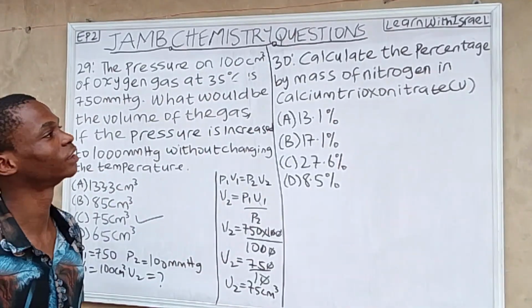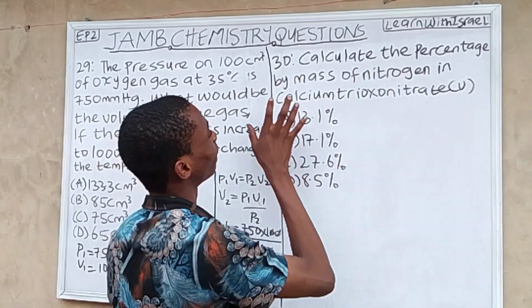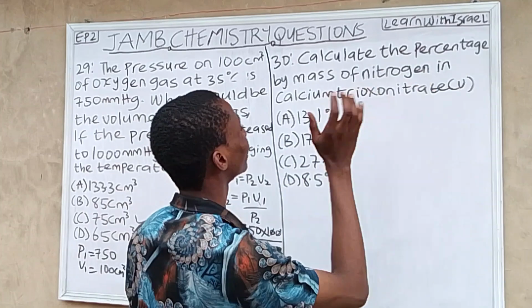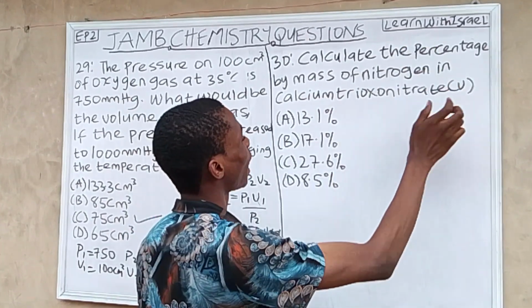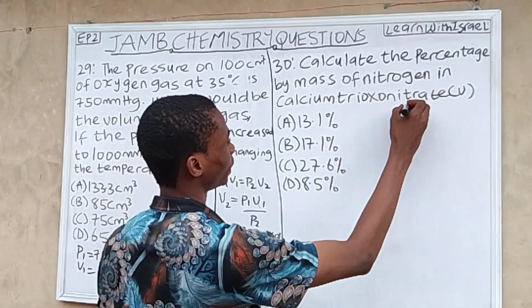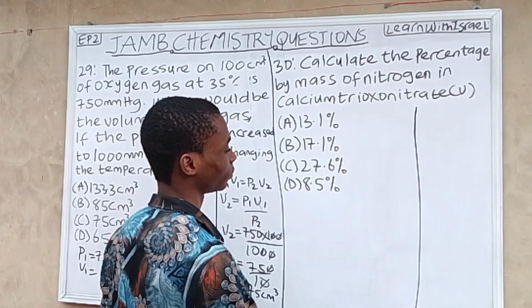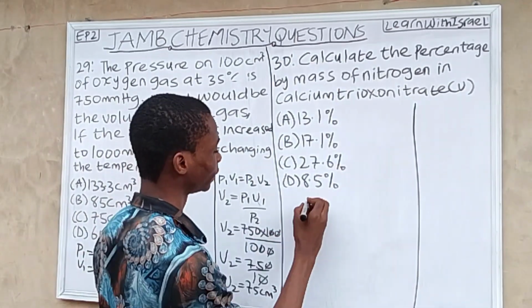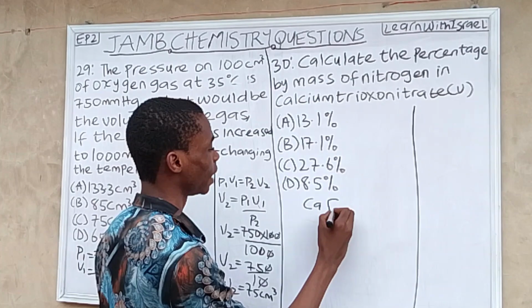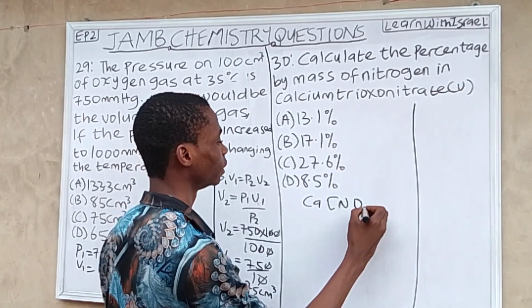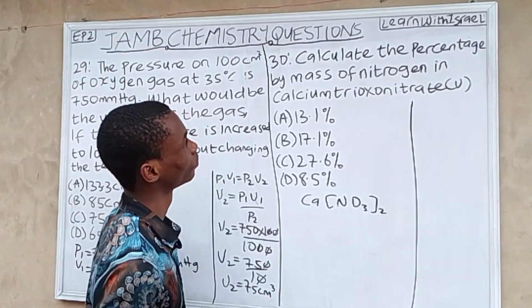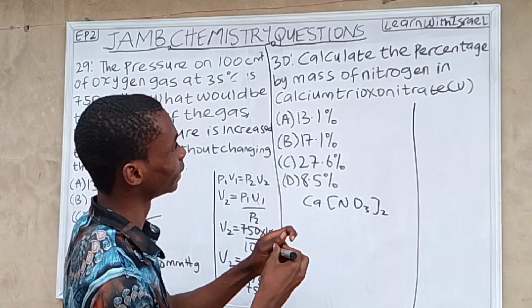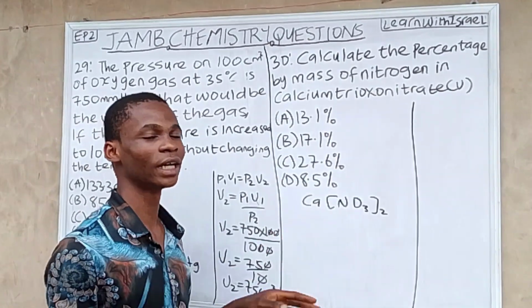Let's move to question 30. Calculate the percentage by mass of nitrogen in calcium trioxonitrate(V). So let's write it out. Calcium trioxonitrate(V) is written as Ca(NO3)2. So we have to calculate the percentage, and anything percentage means 100%.